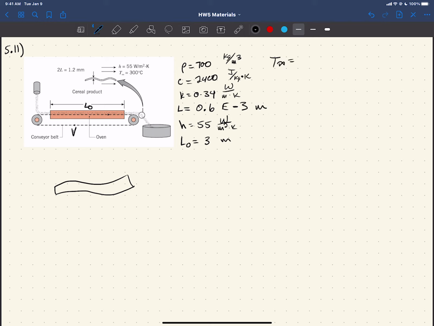I should write more of this information. The T infinity is 300 degrees C, and these guys start, or maybe I should say T1, at 20 degrees Celsius, and we need to get them up to a final temperature of 220 degrees Celsius in order for these cereal flakes to be cooked. By the time they exit the oven portion of the conveyor, they need to have hit 220 degrees Celsius.